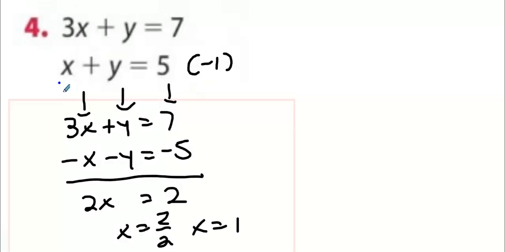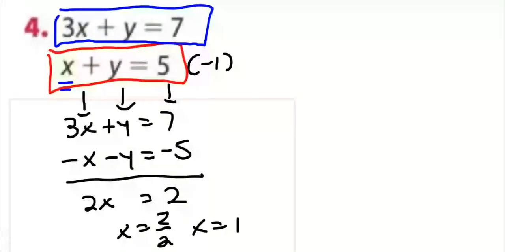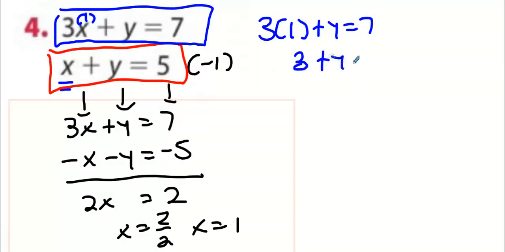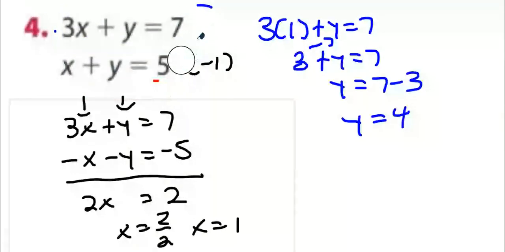Next thing we do is we grab our x value here, and we can choose either equation we want. We can choose the red box, or we can choose the blue box. I'll choose the blue box, and I'm going to do 3 times 1, because x is 1, plus y equals 7. 3 plus y equals 7. Bring the 3 to the other side, and I get y equals 7 take away 3, y equals 4. Okay, and that is the second question done.